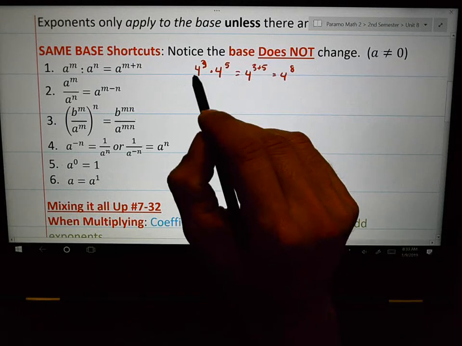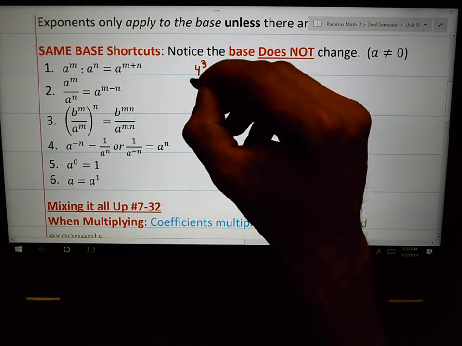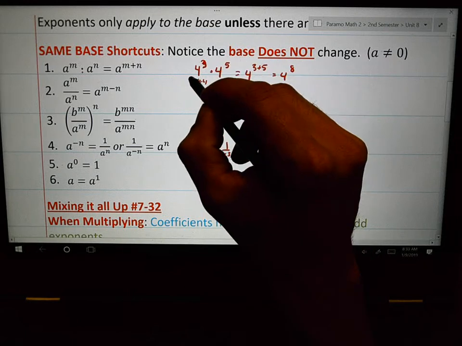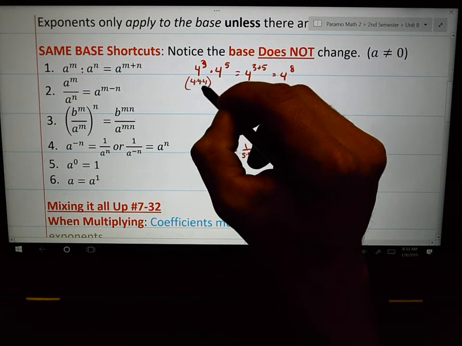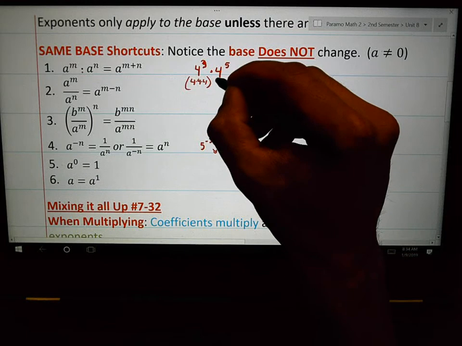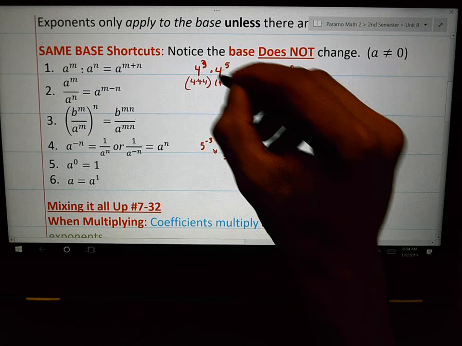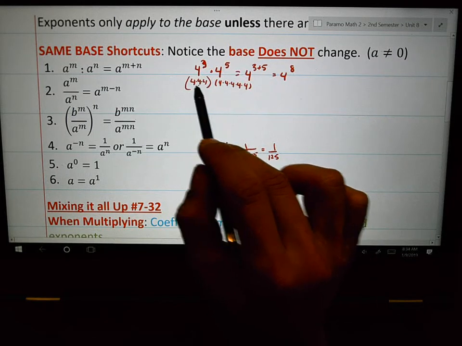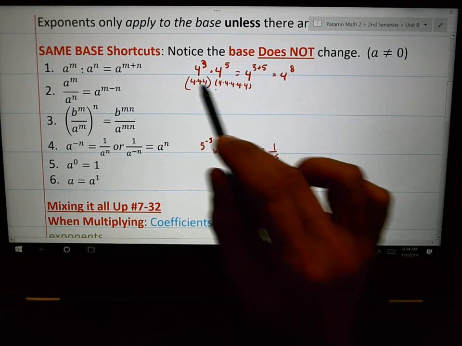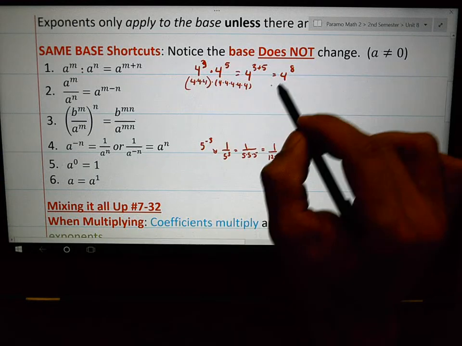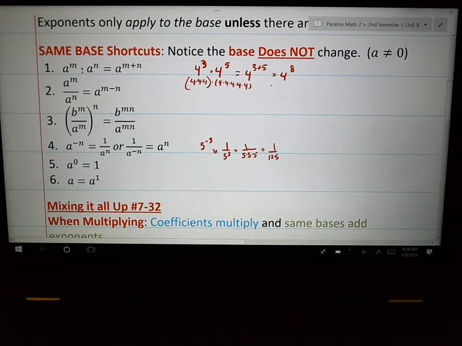Look at 4 to the third. Remember I told you it means 3 factors? It means you have 4 times 4 times 4, and then you're multiplying it by 5 factors of 4. There's 5 of those. Now, if you have 3 factors of 4 multiplying 5 factors of 4, how many factors of 4 are multiplying each other? You have 8 of them. The rule matches what we talked about at the very beginning. What is an exponent? It's how many factors of multiplication there are. So I hope that makes sense to you.